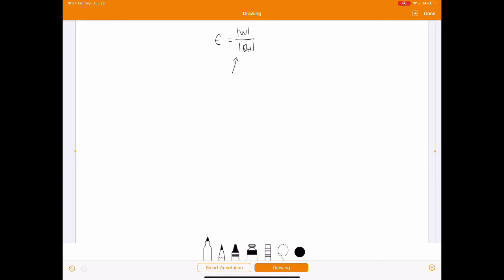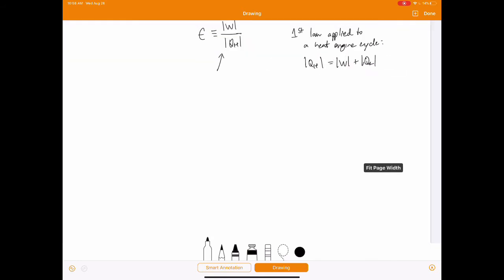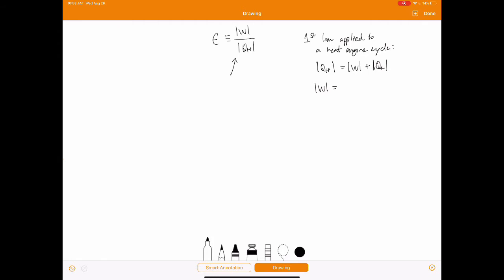Real quick, I just want to show you another way we can express the efficiency of a heat engine. Again, it's work divided by QH. But if we take the first law as it applies to a heat engine cycle, we can see that the absolute value of QH equals the absolute value of work plus the absolute value of QL. Therefore, I can express the work my engine does over one cycle as QH minus QL, both absolute values, of course. Let's put that into our formula for efficiency. Efficiency, given by epsilon, is QH minus QL divided by QH.